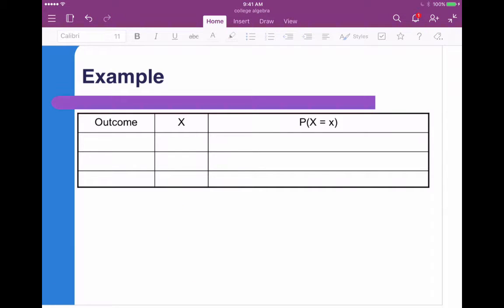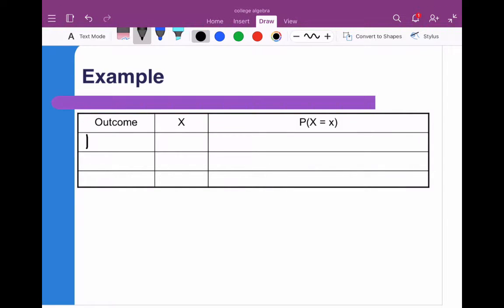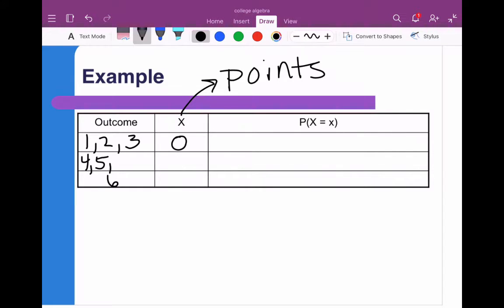I already have it set up where we're going to have our outcome in the first column, our variable goes in the middle column, and then the probability goes in the last column. So our outcome could be a 1, 2, or 3, a 4 or a 5, or a 6. Now X, our variable, is the number of points. So we get 0 points if we get a 1, 2, or 3, 5 points for a 4 or a 5, and 50 points for a 6.